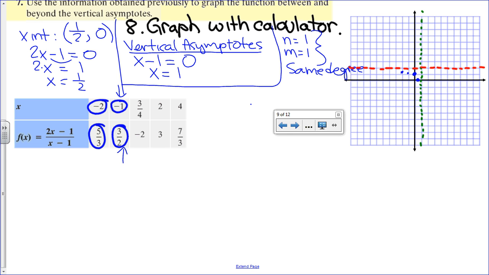Now when x is positive 3/4, so now we're moving to the right side of the vertical asymptote. So 3/4, the y value is negative 2. I'm sorry, we're still on the left side of the vertical asymptote. 3/4 is still less than 1. So when the x value is 3/4, the y value is negative 2.